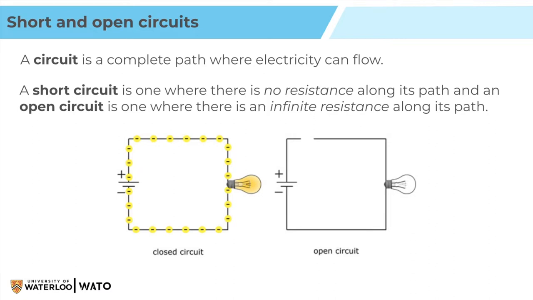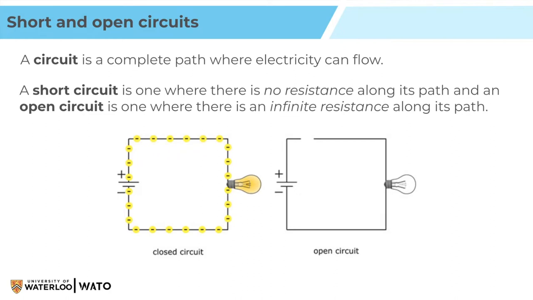This is a physical element, and it's used to reduce the amount of current that's going through certain elements. In this closed circuit example, assuming that the wires have no resistance whatsoever, the current is going to flow without any opposition. In the open circuit, you see that there's a gap. This gap ensures that no current flows to the light bulb, so it essentially creates an infinite resistance along its path.